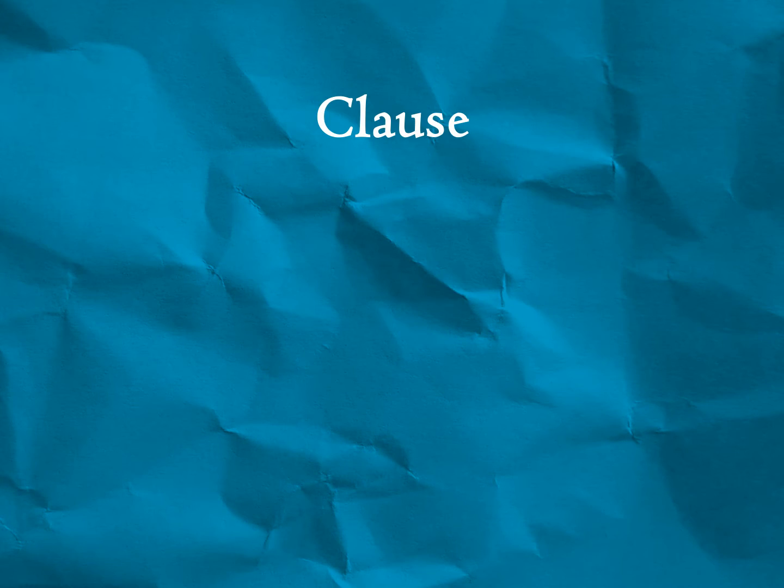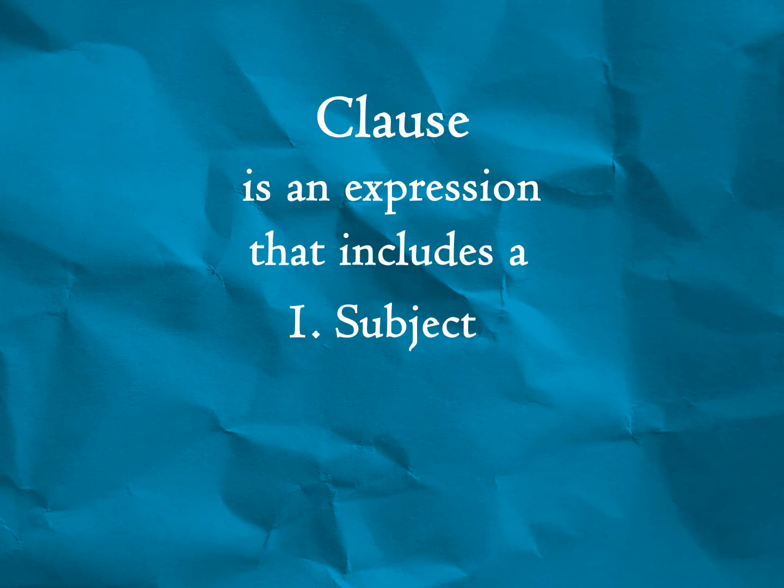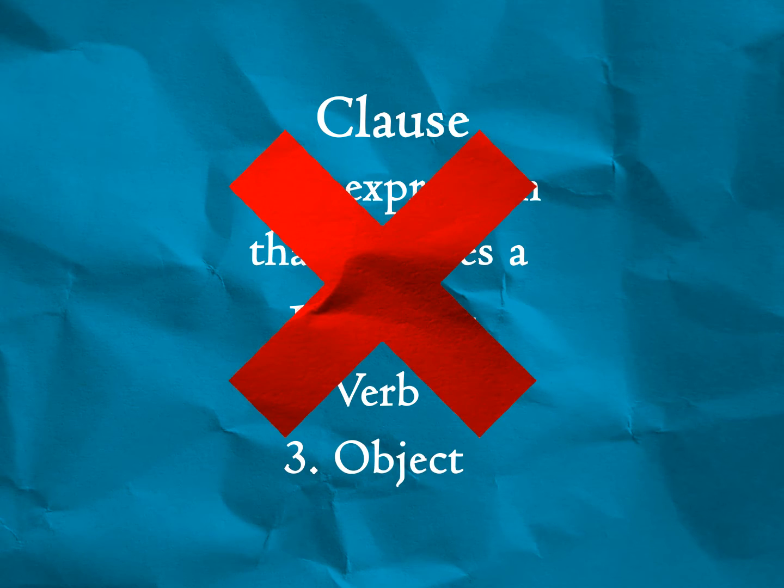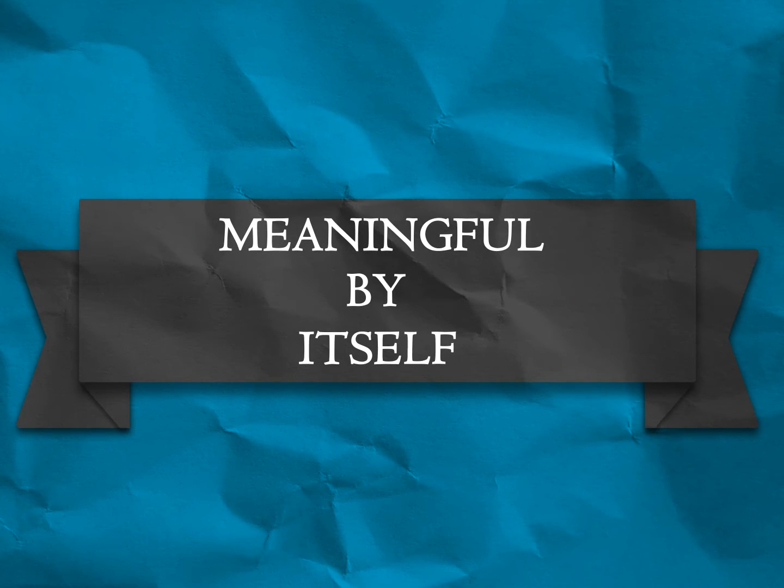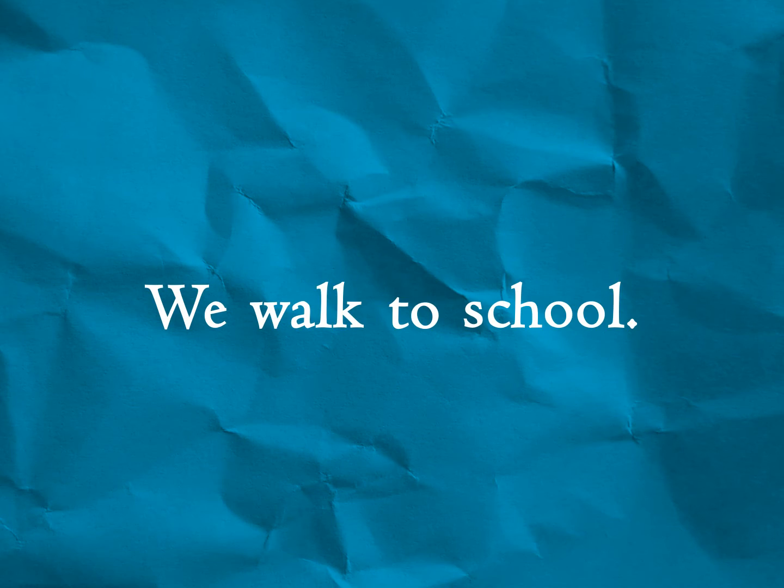A clause is an expression that includes a subject, verb, and possibly an object, but that does not constitute a complete sentence. In order for an expression to be a clause, it must be meaningful by itself. For example, we have the sentence, "We walk to school." This is an independent clause because it is a complete thought. We know the subject, the verb, and the object, and the sentence by itself makes sense.